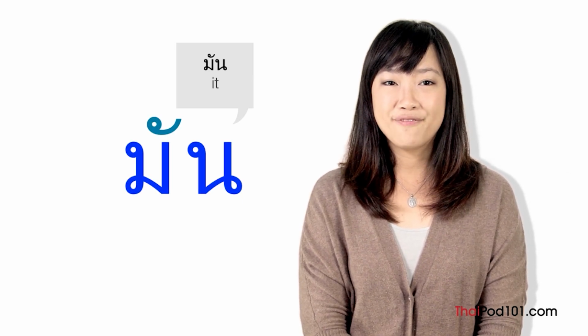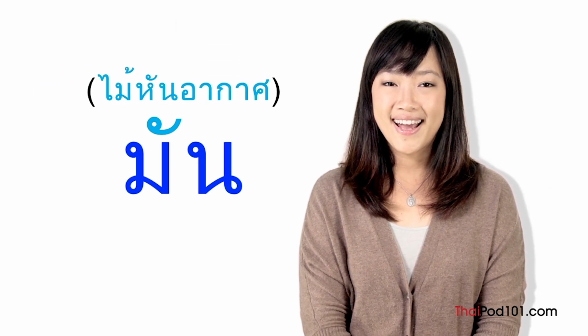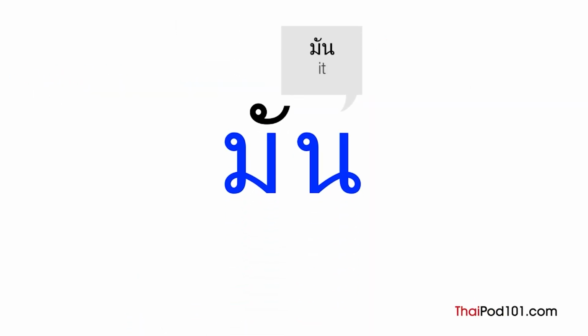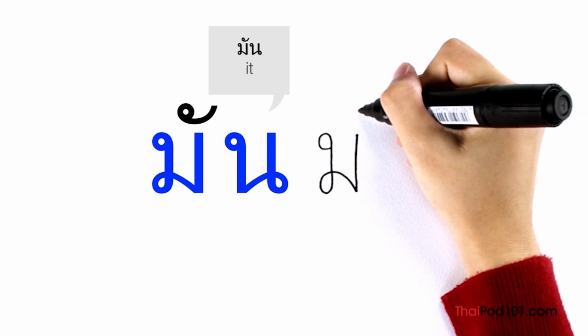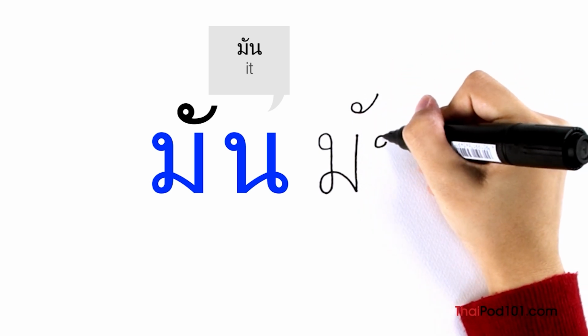We have a special name for this symbol. It's called ไม้หันอากาศ. Let's practice writing มัน มอม้า ไม้หันอากาศ นอหนู.